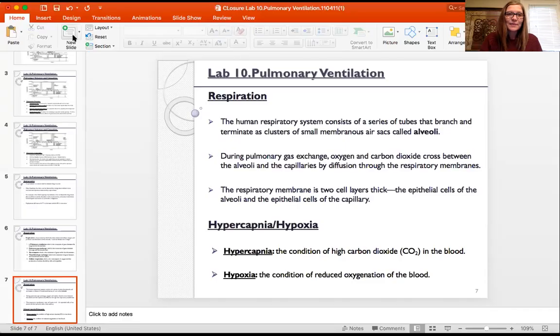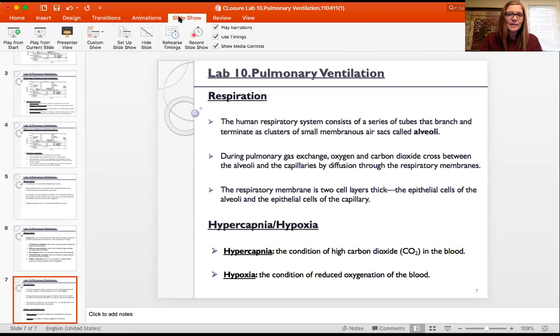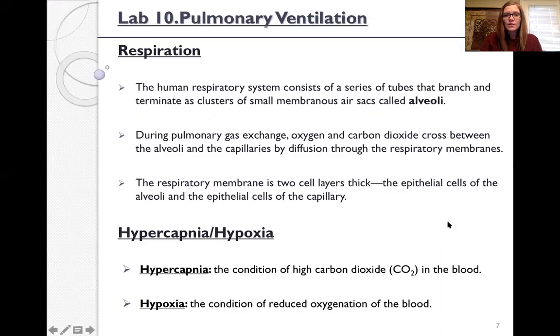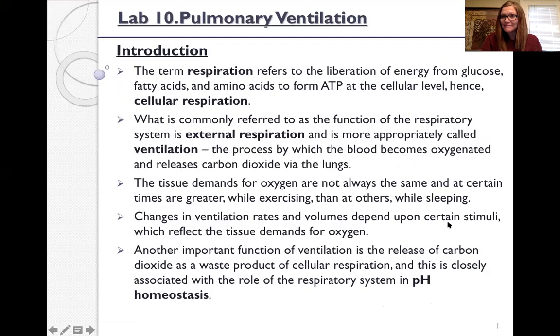All right, so I'm going to put this into a PowerPoint that you can read from the beginning. So for your lab this week, I'm going to do this lovely PowerPoint for you, and then we'll go over what you're supposed to be doing. So we're working on pulmonary ventilation.